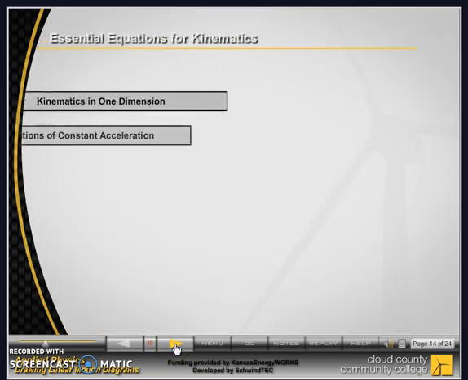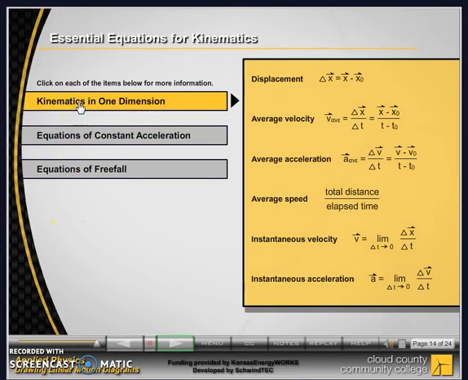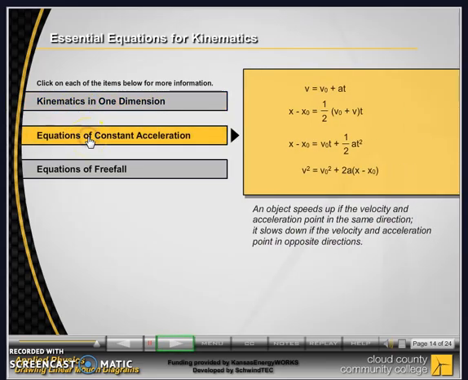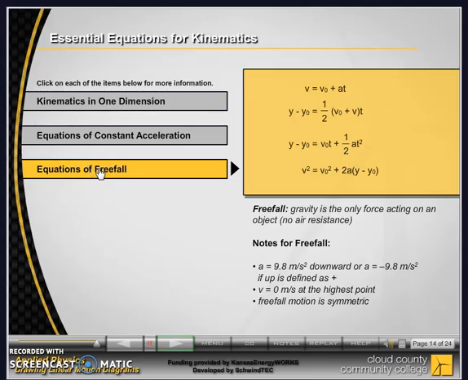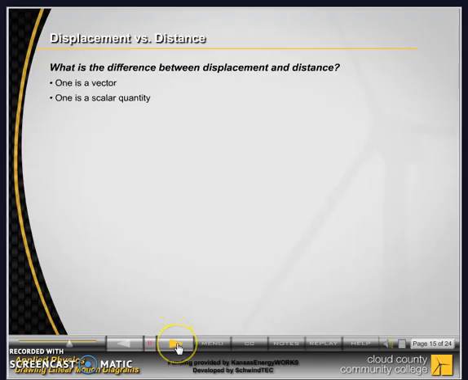Take a minute to review these essential equations for kinematics. One question that oftentimes arises is what is the difference between displacement and distance? One is a vector and one is a scalar quantity. View the following animation and see if you understand the difference.